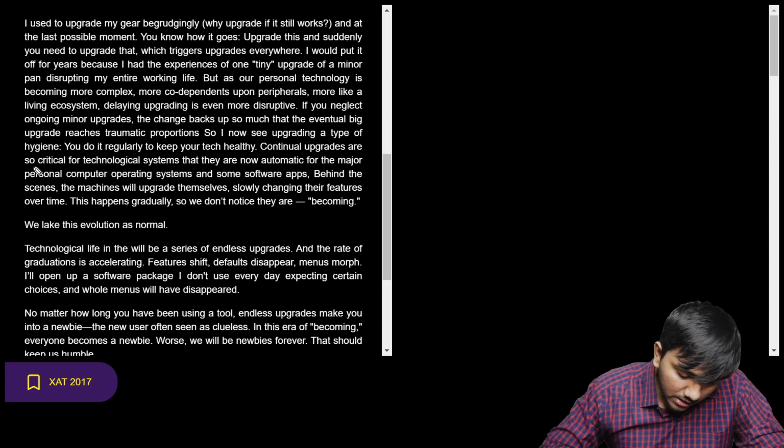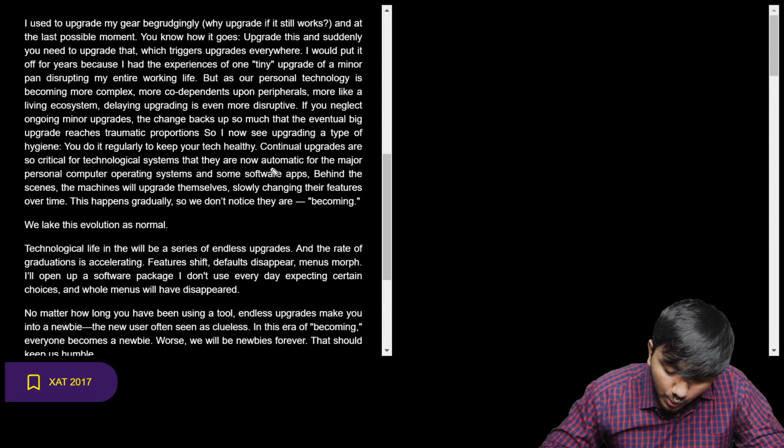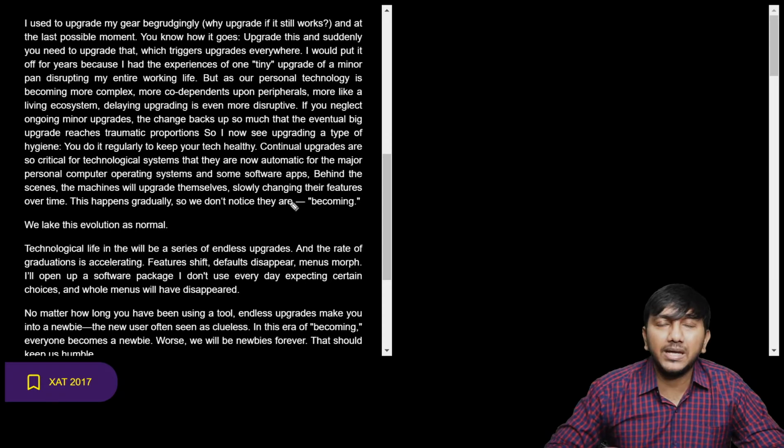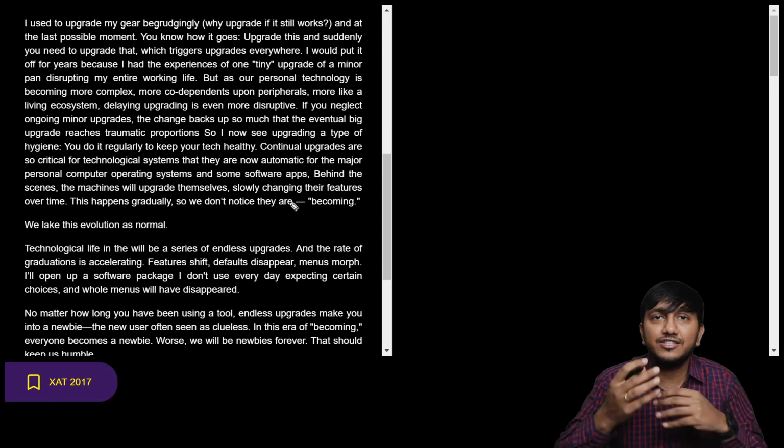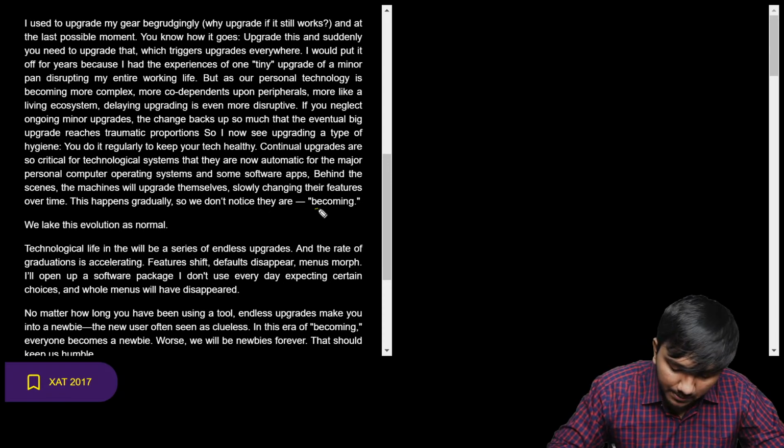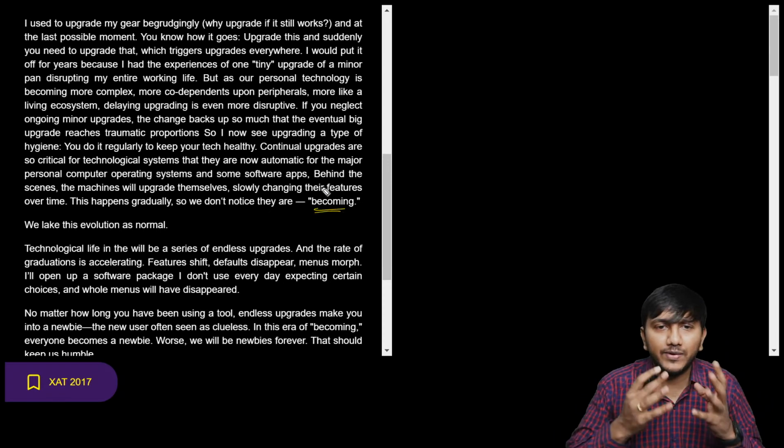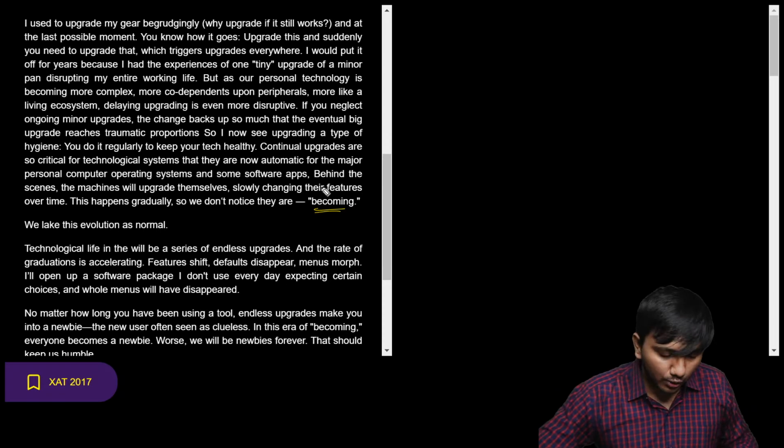Continual upgrades are so critical for technological systems that they are now automatic for the major personal computer operating systems and some software apps. Behind the scenes, the machines will upgrade themselves, slowly changing their features over time. This happens gradually, so we don't notice they are becoming. So we don't really notice that they're actually changing. That's what becoming is referring to here. They're actually changing, but we don't really notice because it all happens in the background for a lot of them.